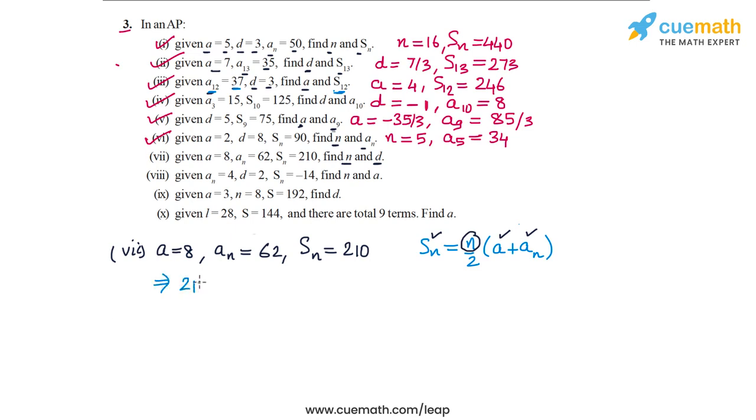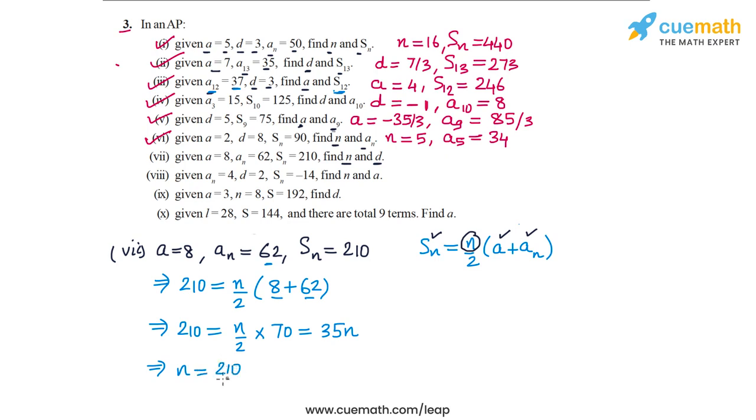So let's plug in the values and see what we get. Sn is 210. This is equal to n by 2 into a, which is 8, plus an, which is 62. So we get 210 is equal to n by 2 into 8 plus 62, which is 70. So n by 2 into 70, or 35n. And this means that n is equal to 210 by 35, which is equal to 6. So n is equal to 6. The number of terms is equal to 6.